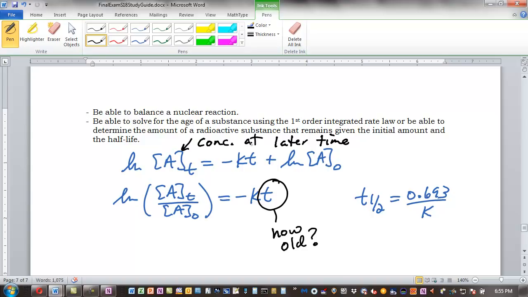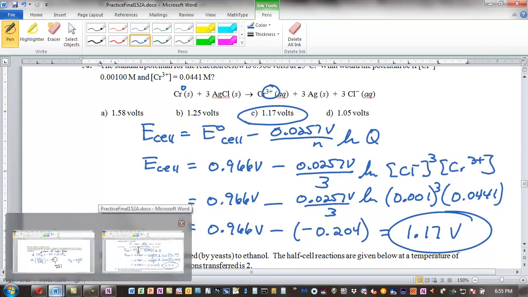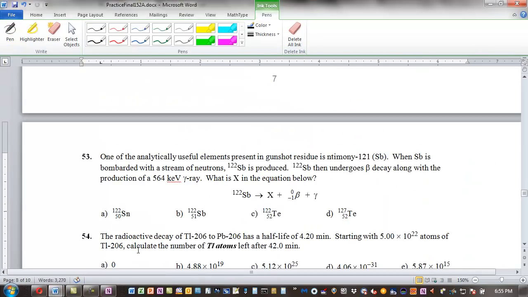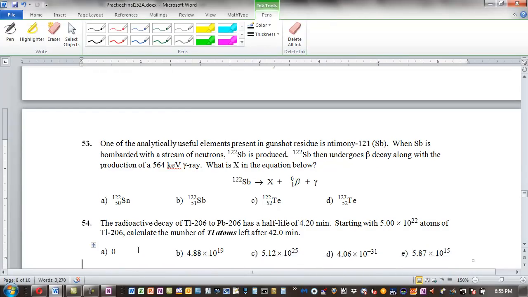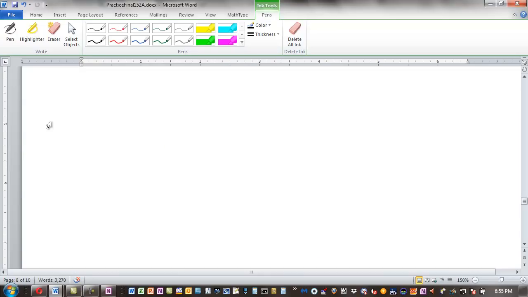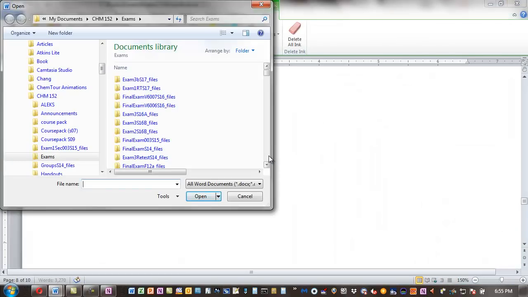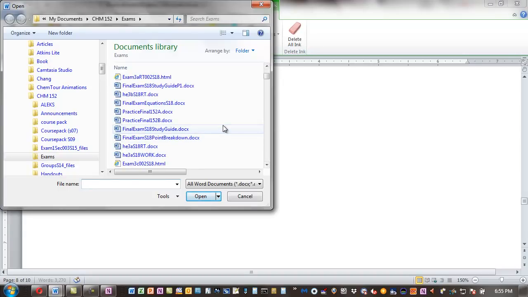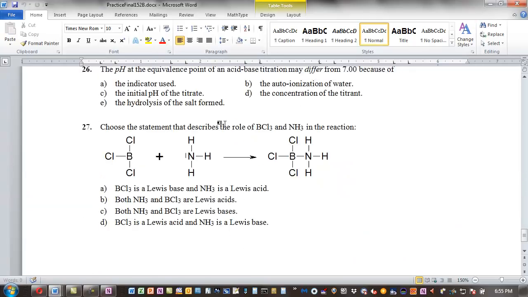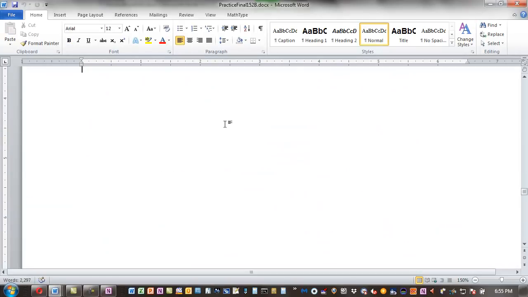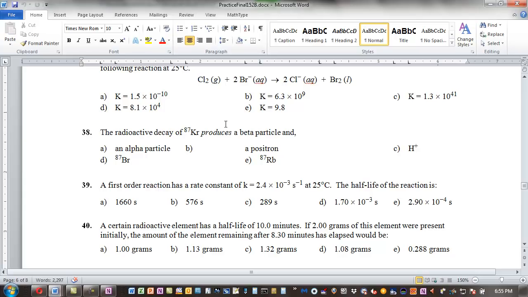Okay, now the very last thing, make sure you can balance a nuclear equation. They're actually quite easy. You just balance atomic number and mass number. Let's see if there's one on here. Oh, that one's really easy. Let me see what the other final looks like, if there's a better one on it. Lots of stuff, huh? Oh, these are both beta particles. Oh, well. We'll do this one.